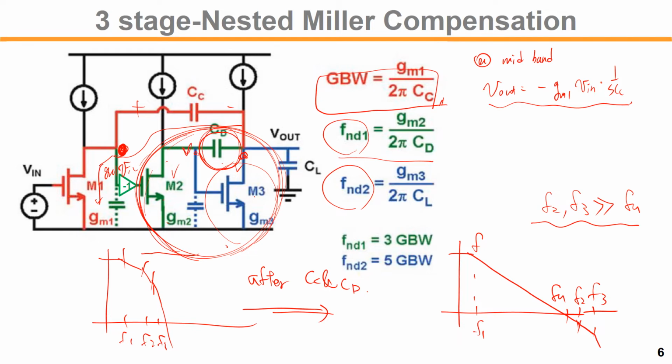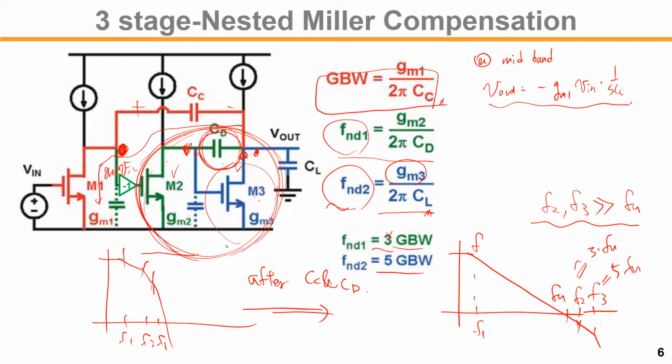So at that node we have a non-dominant pole, and on the output side, another non-dominant pole, that would be gm3 over 2 pi CL. So we want to design that first non-dominant pole at 3 times FU, and the third pole, the second non-dominant pole, we want to place around 5 times GBW, FU.